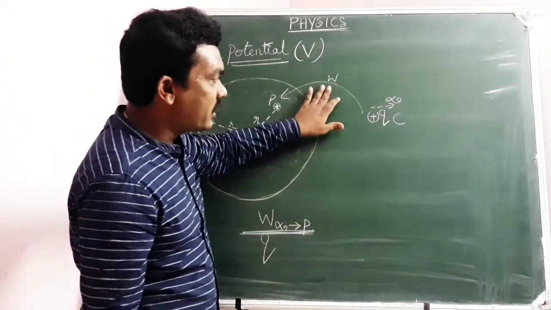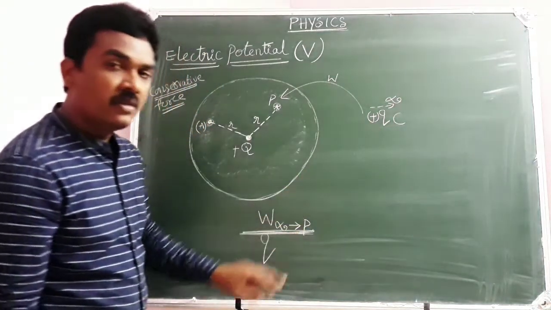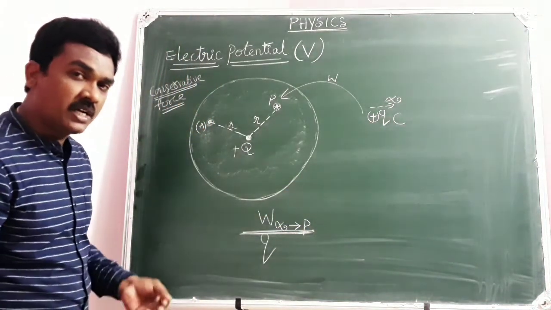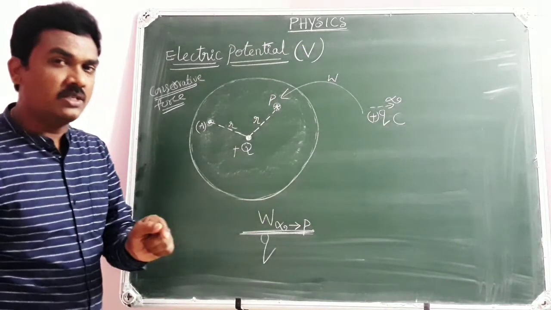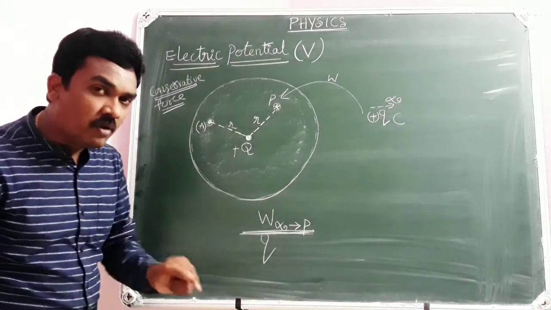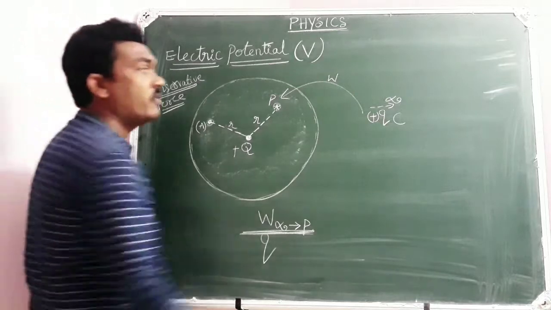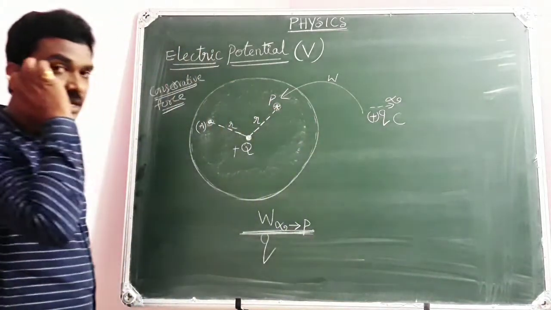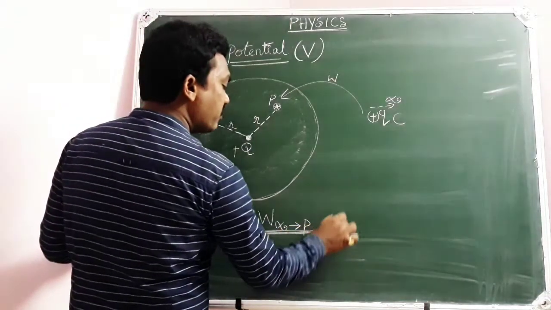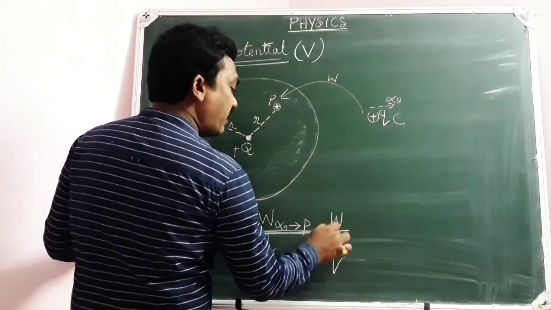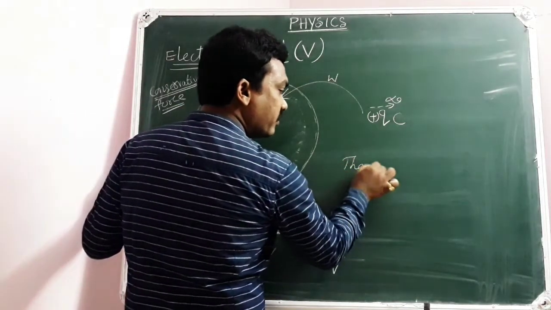W is the amount of work done to carry a test charge of Q coulombs from infinity to P. Then how much work is done to carry 1 coulomb of positive charge? Unit positive charge means 1 coulomb of positive charge. How much work is done for 1 coulomb of positive charge from infinite distance to the point P? It is W by Q.